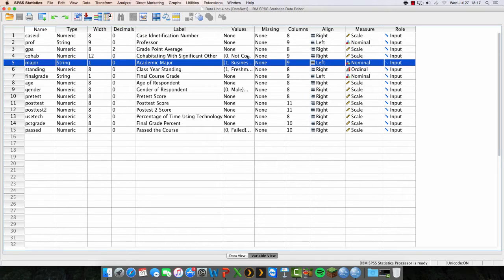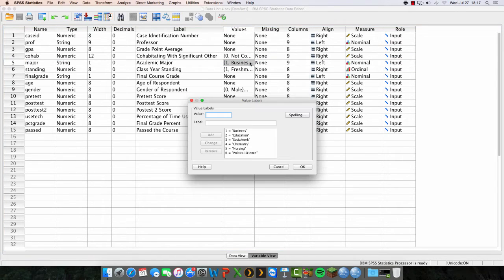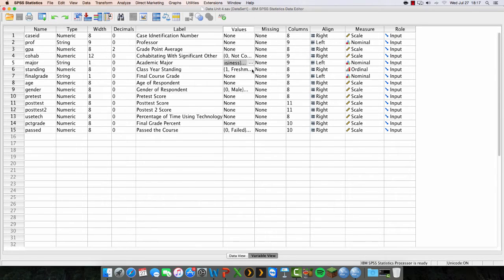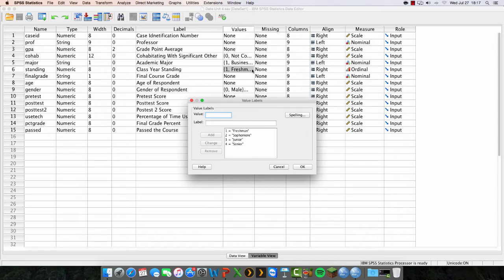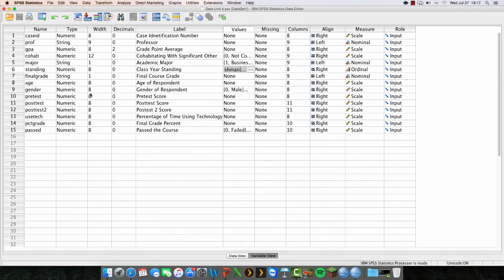I can see there are a variety of responses to that, right? Business, education, social work, chemistry, nursing, political science. That's everyone that was included in the data set. And then their class standing, their year in school, freshman, sophomore, junior, senior. And then their final grade in the class. And this is a course grade. That's just A, B, C, D, F grade.